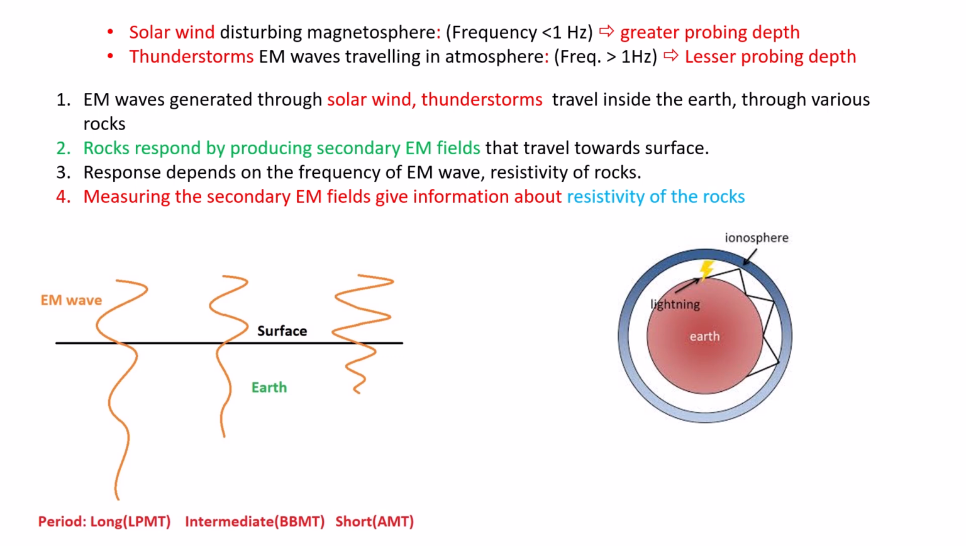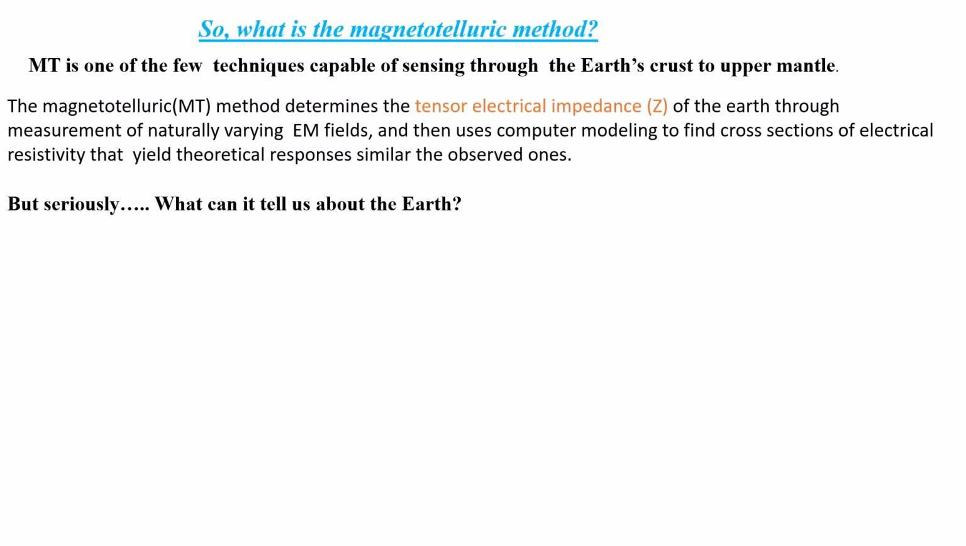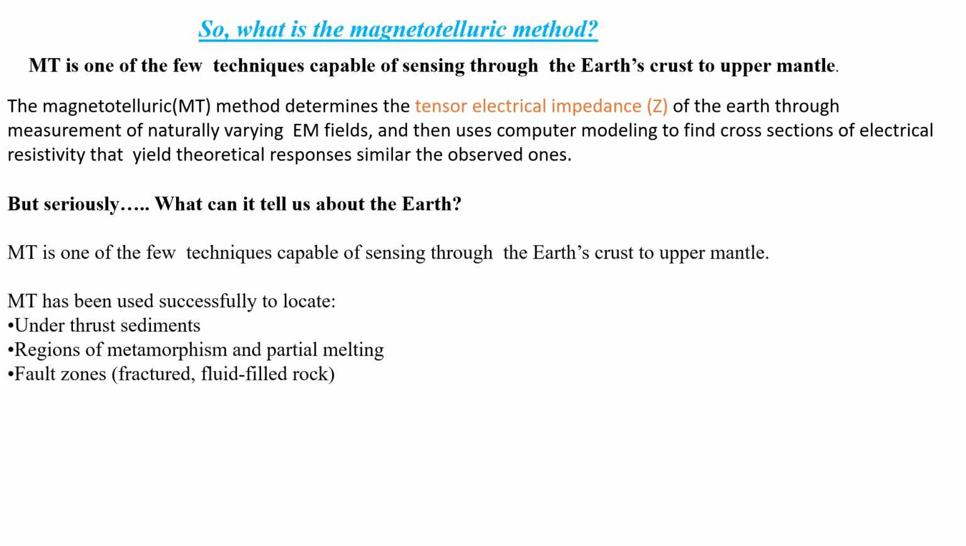So there are short period, long period, and intermediate period electromagnetic waves. Based upon that, the nomenclature is audio magnetotelluric, broadband magnetotelluric, and long period magnetotelluric. Basically, it's a tensor electrical impedance that we need to measure from the time varying electromagnetic field, and that can be used for computer modeling of the cross section.